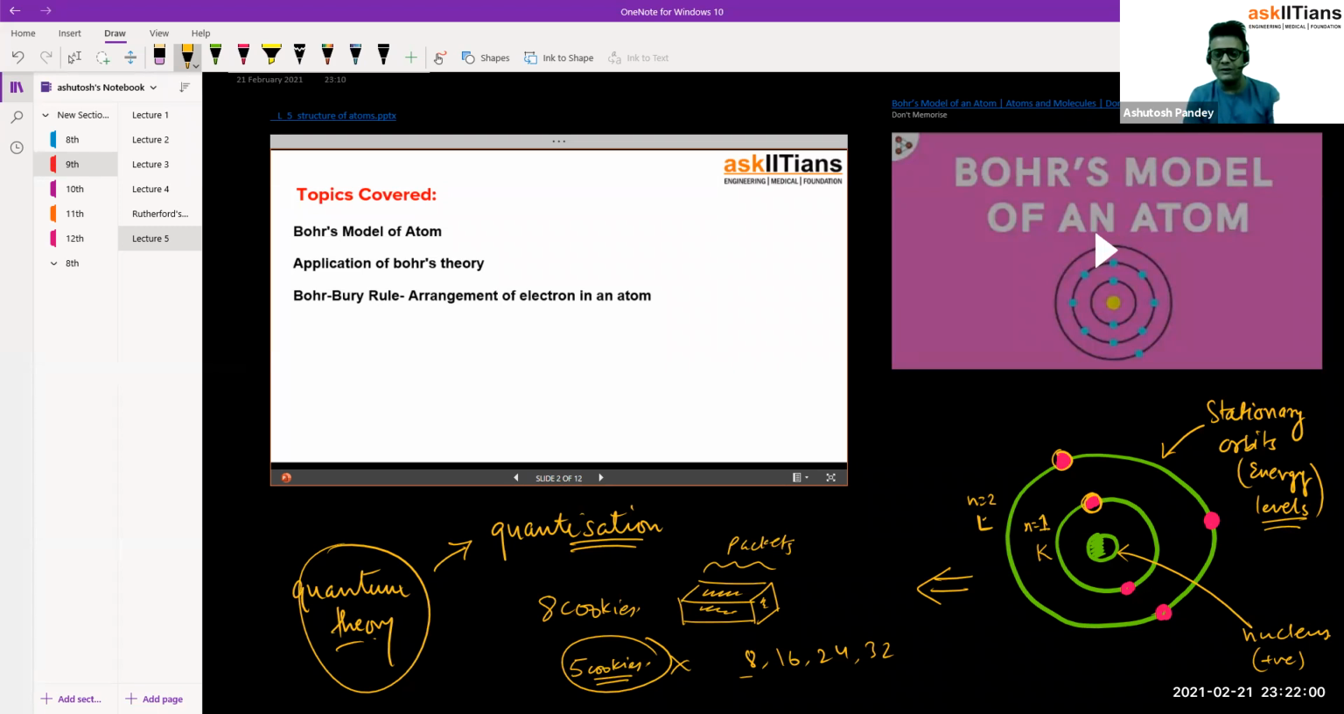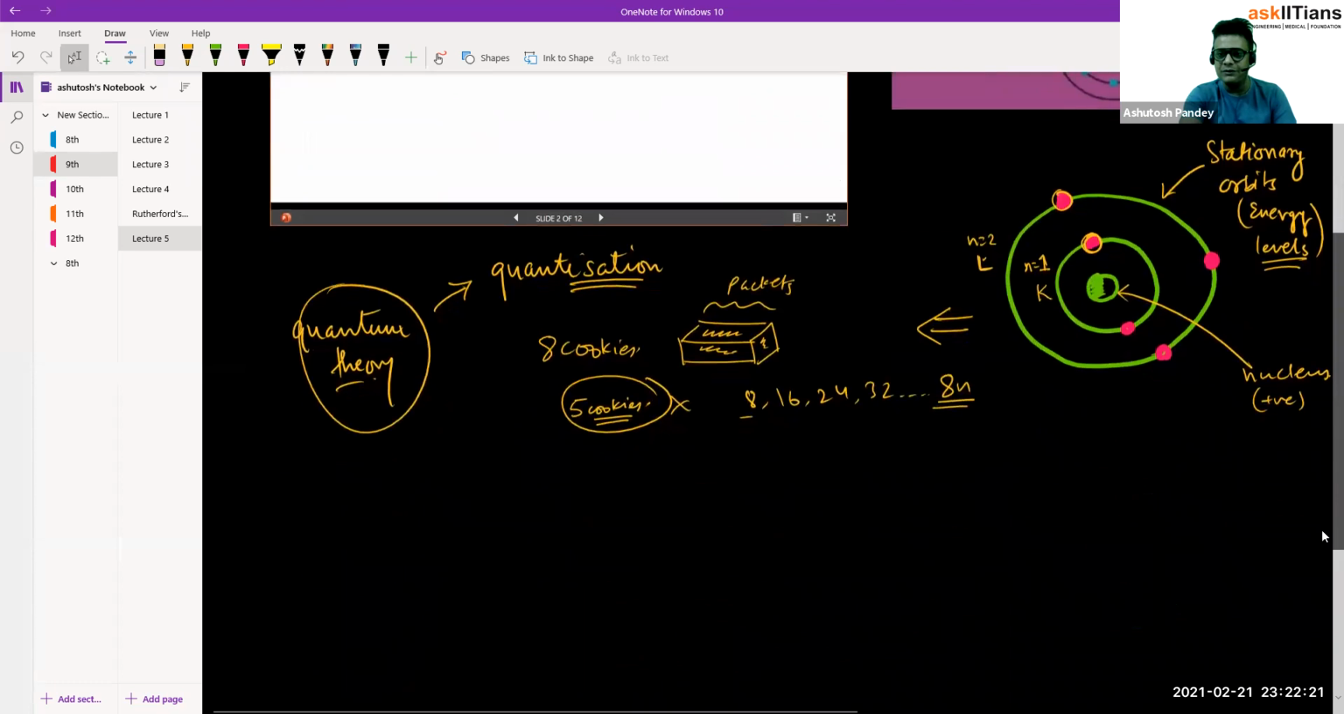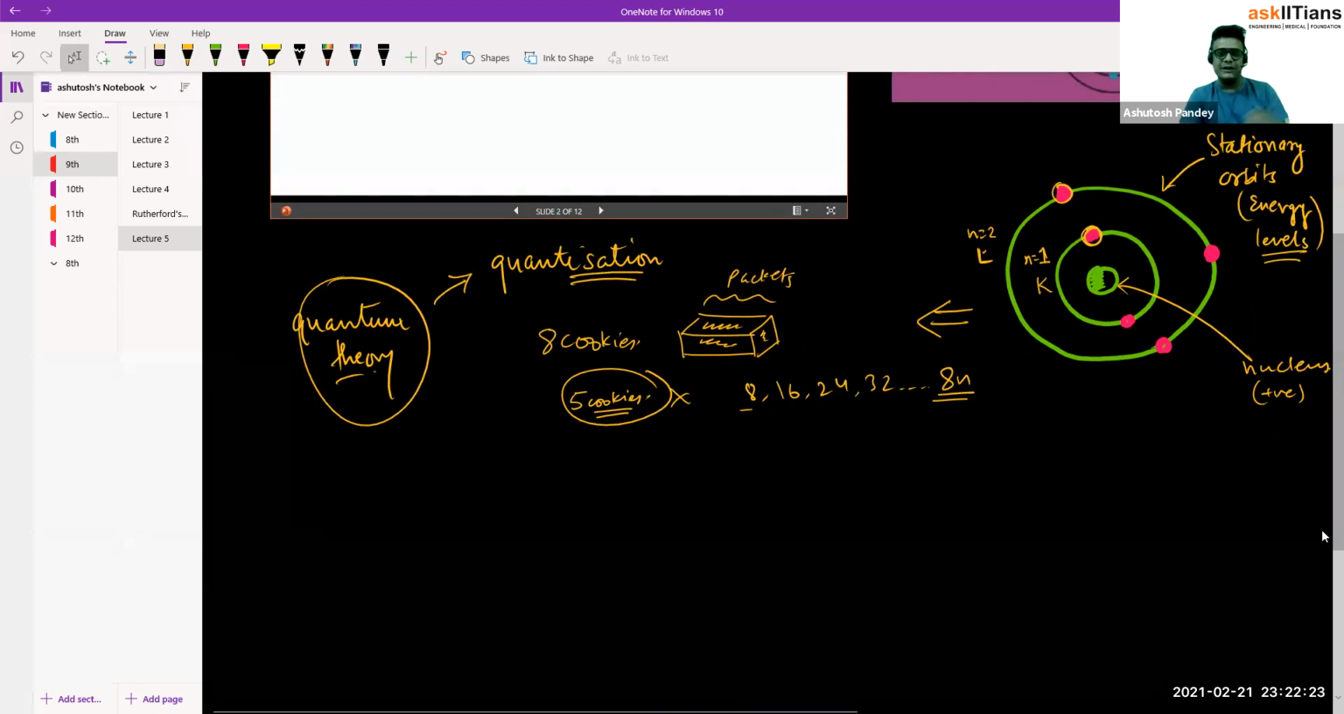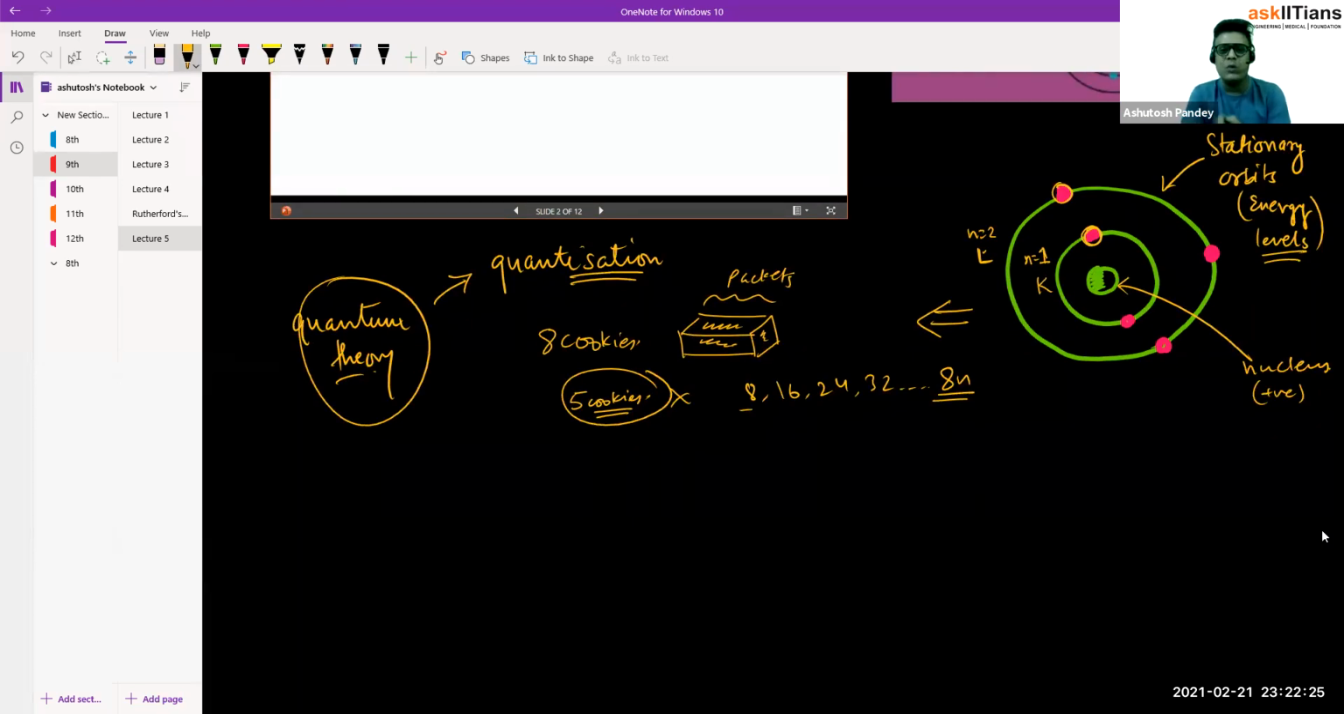Are you getting my point? So we can say that we can get either 8 or 16 or 24. In general we can write 8n cookies. Like we keep on changing the value of n, and we will be getting different values of cookies. Are you getting my point? So this thing is called quantization. I hope you all understood this.